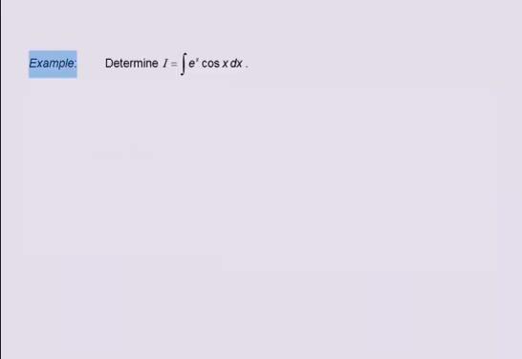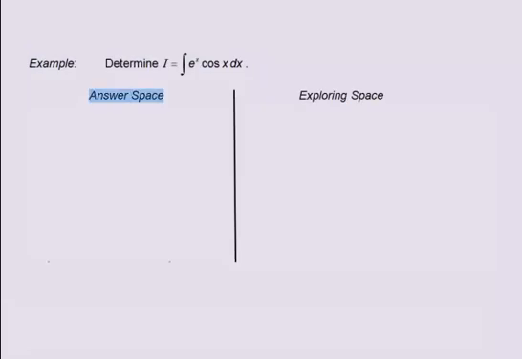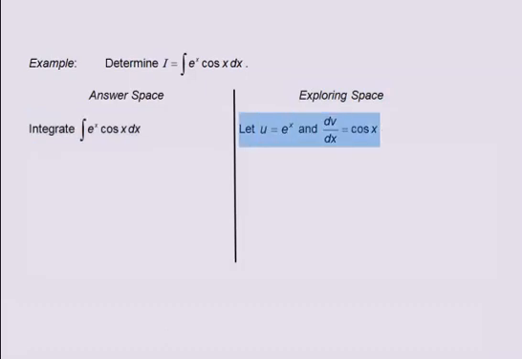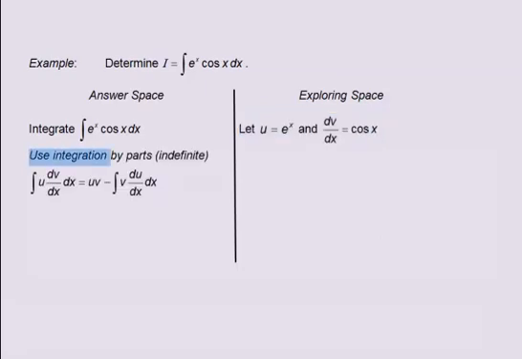Example: determine I equals the integral of e to the power x multiplied by cos x dx. Divide your page into answer space and exploring space. You have to integrate e to the x cos x with respect to x. Let u equal e to the x and dv by dx equal cos x. Use the integration by parts indefinite formula.